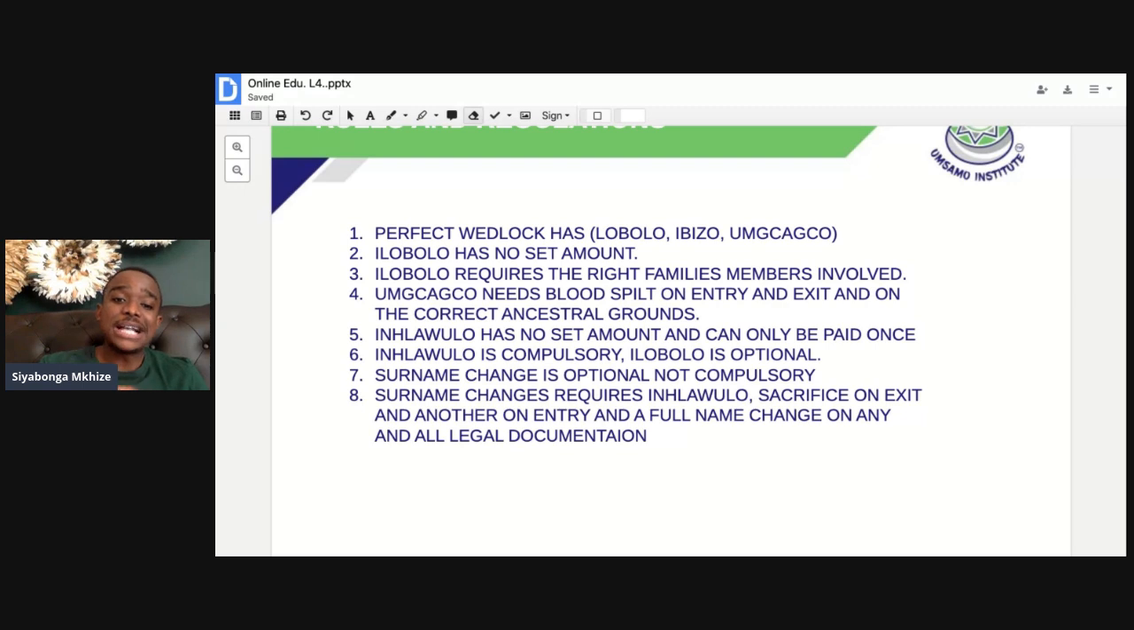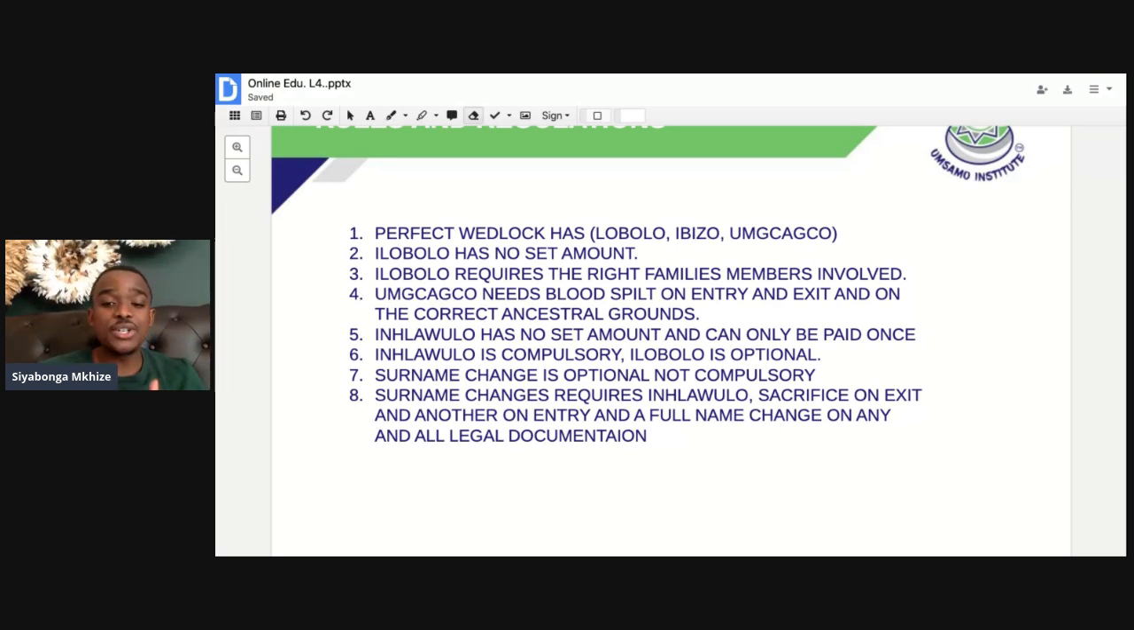Okay. Inhlawulo has no set amounts as well. Inhlawulo is compulsory, but ilobolo is optional. That's in the event that mother and father don't get married. In other words, inhlawulo must be paid for a child if it's conceived out of wedlock, but the family of the woman does not necessarily have to take ilobolo for umntwana. They don't have to accept amalobolo for umntwana and release her into the husband's family, the male's family. They're under no obligation to do that.